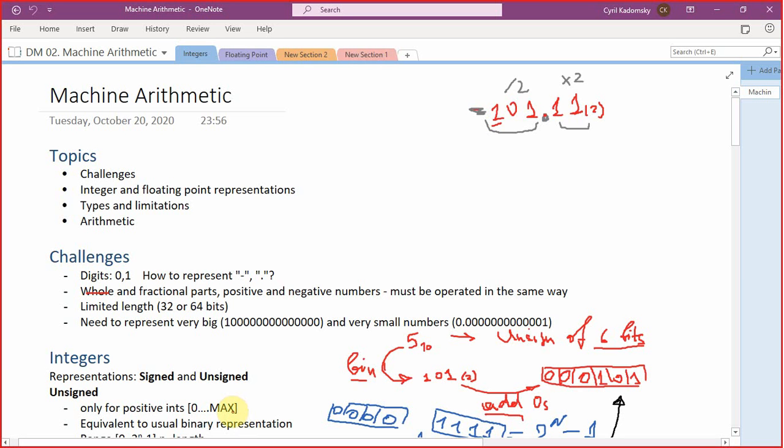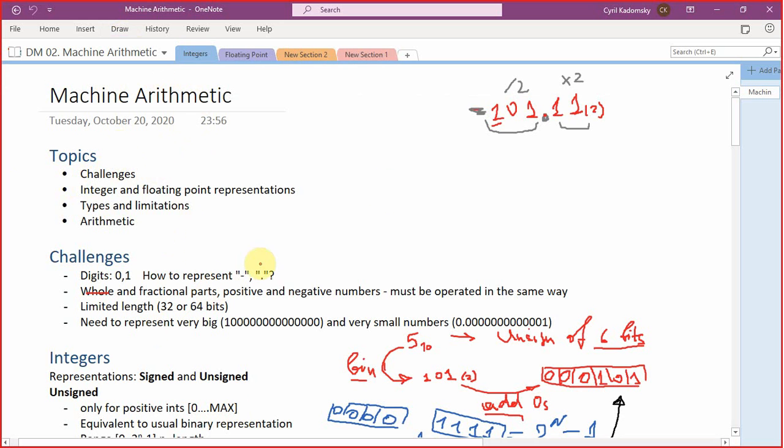So today we continue our talk about machine arithmetics, and last time we said that when a computer operates even on simple numbers, a number of challenges arise that we need to overcome.